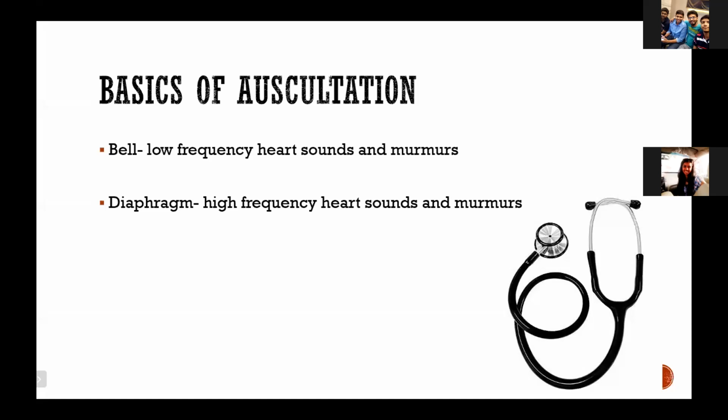What we need to remember is, in addition to auscultating the precordium with the diaphragm, we should also auscultate using the bell. This is because the bell is the one which will pick up low frequency heart sounds and murmurs, whereas the diaphragm only picks up high frequency heart sounds and murmurs. And whenever we are using the bell, we need to place the bell with the lightest possible contact pressure. As in, we need to place it very lightly over the chest.